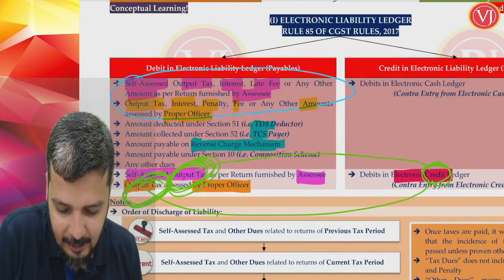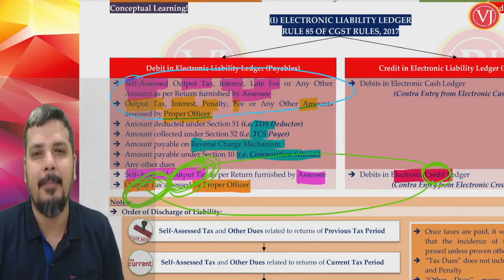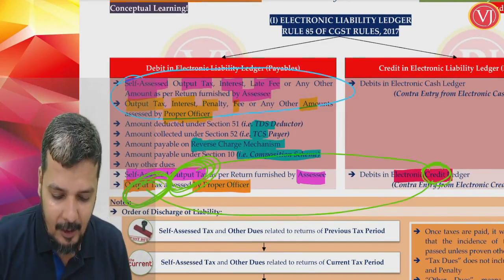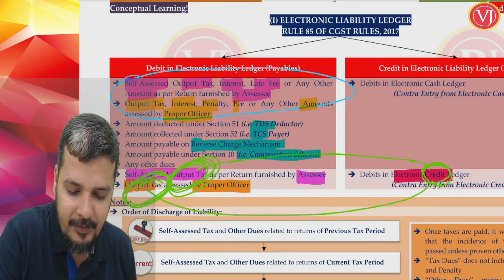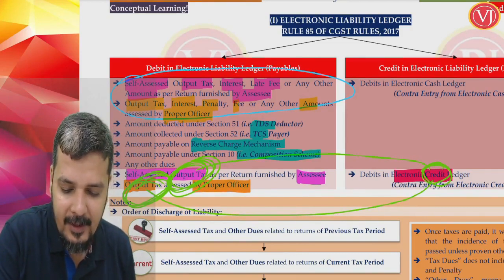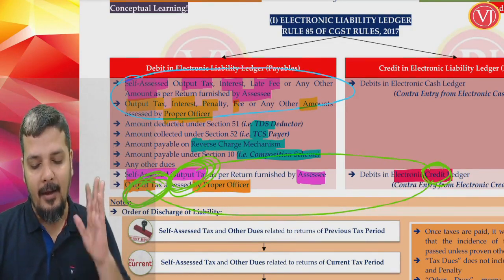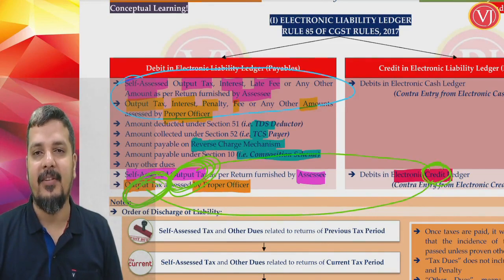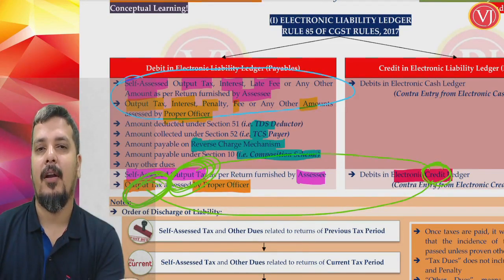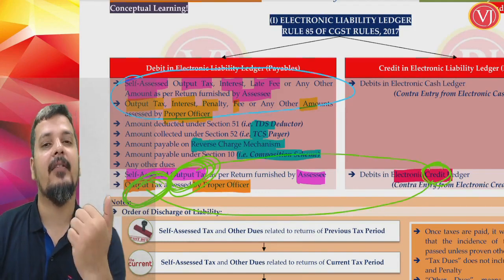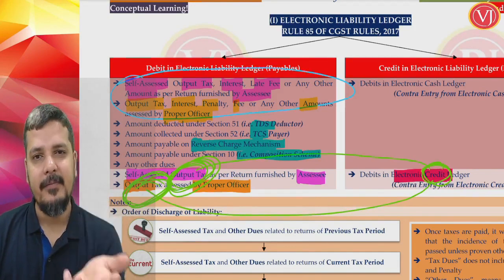Section 10, composition tax, because a composition scheme dealer cannot take credit, he will not have any credit per se, so it has to be paid only by way of cash, like any other dues. So there are a few very specific payments that can be paid only by way of your cash ledger. They are your TDS, TCS, your RCM, composition tax, interest, penalty, late fees, any other amount.